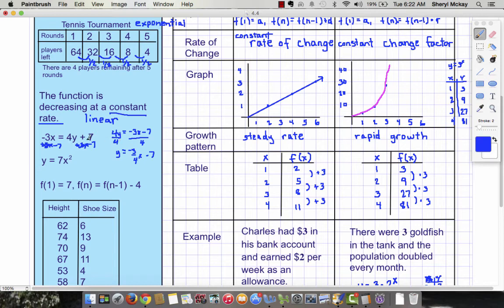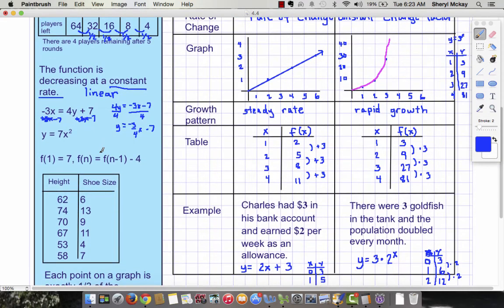It's linear. You could have also just rearranged it and subtracted the 4y, or added the 3x and subtracted the 7 and had 3x minus 4y equals negative 7. That's a linear equation also in standard form. So any of those would have worked for you. It's a linear equation. I also could have graphed it.